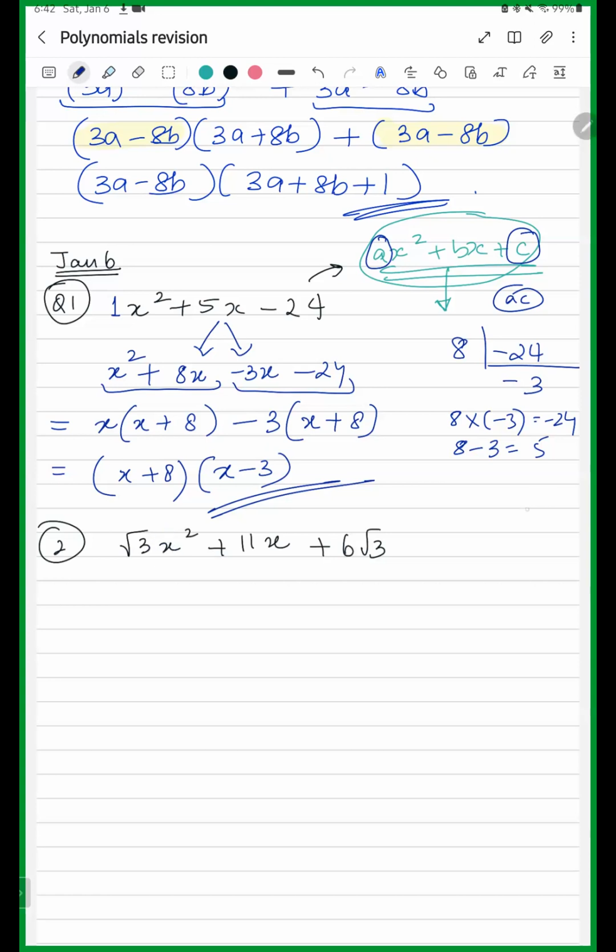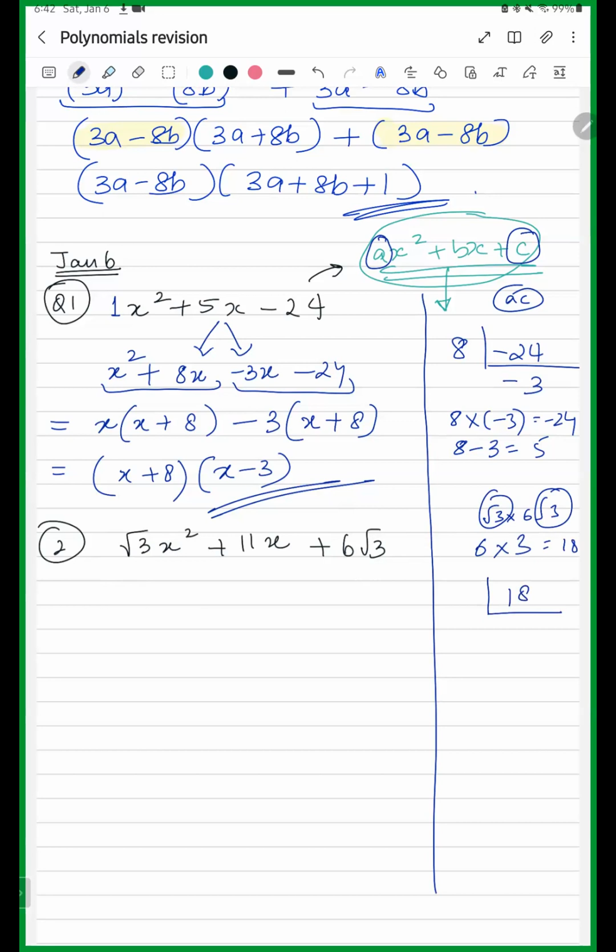So now we need to identify what are the two things we need to multiply. This and this. So root 3 multiplied by 6 root 3. Let me just make a rough column here. Root 3 multiplied by 6 root 3, which is 6 into 3, which is 18. So now you take 18 and you see how can we multiply them so as to get 11. We know that 6 threes are 18, but 6 plus 3 or 6 minus 3 is not going to give us 11.